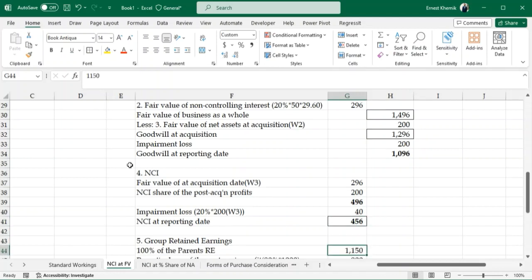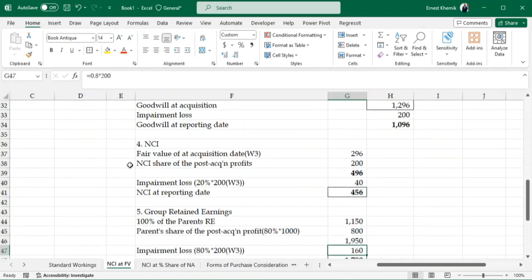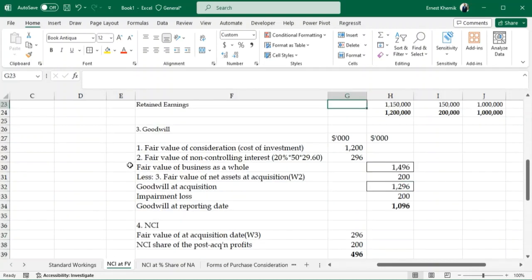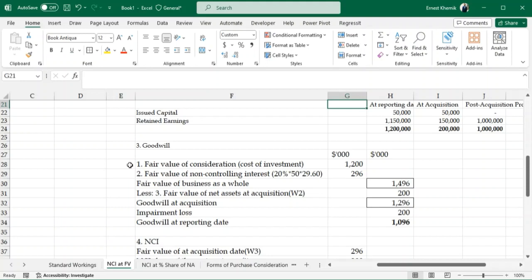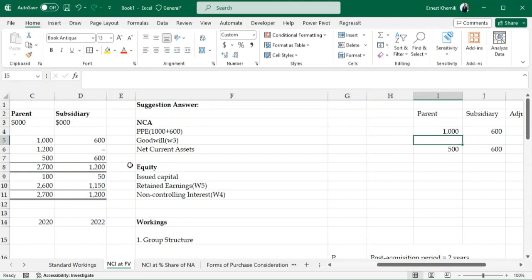All right, so that is why we are sharing the goodwill between the group retained earnings and the NCI. I hope you get it. All right, so that is it. Now we continue, and then we are going to fill up the gaps within the consolidated financial statements.